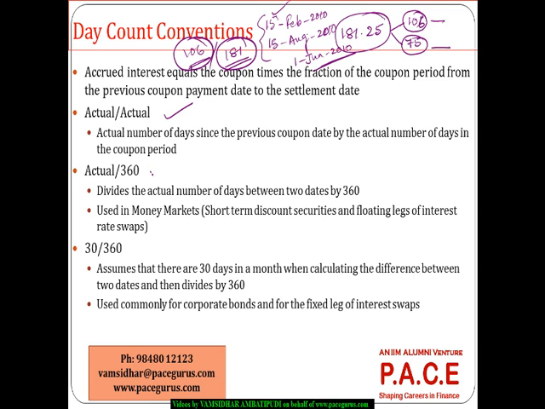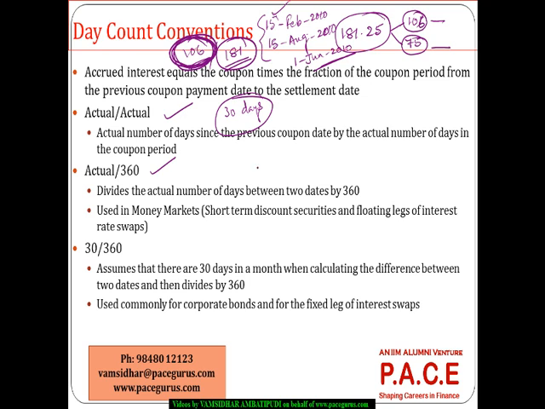In some cases, we see that actual by 360 is the convention that is being used. Here, the numerator remains the same, but the denominator is looked at as a year, and the year means 360 days only. It's not taken as the actual number of days. It is looked at with respect to 360 days, which means every month is around 30 days. So depending on the months, we can very well look at how many actual number of days.